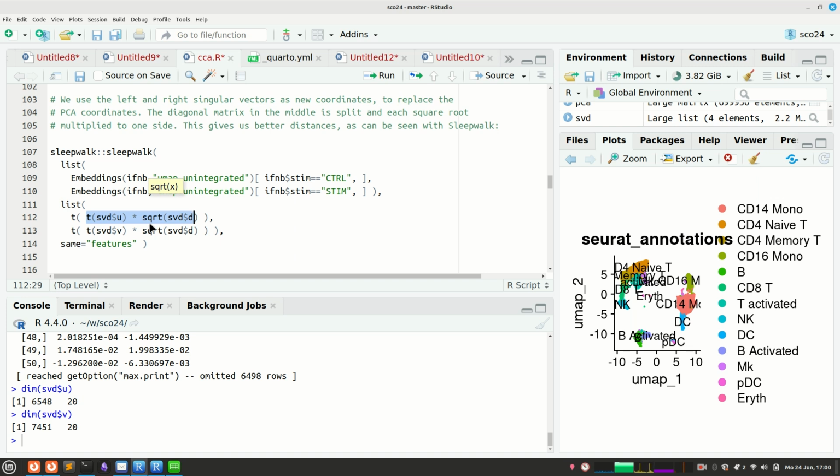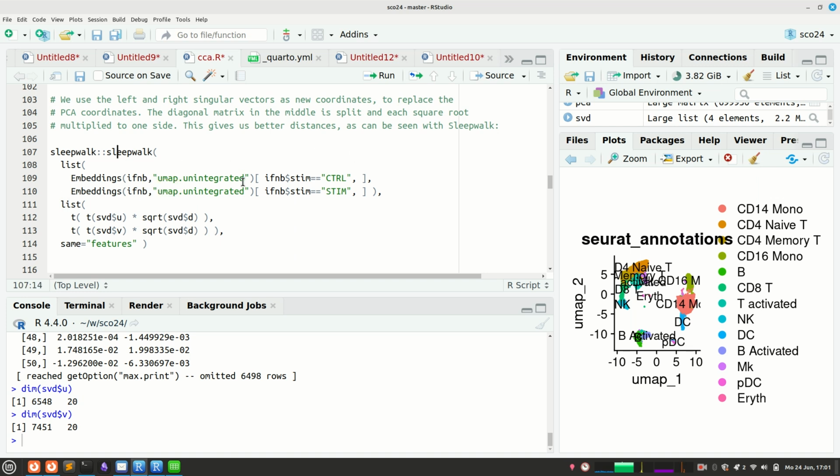We know that the first components have a higher importance than the later components. So for this I have to multiply by the values to scale each column according to the singular value. And of course I have to take the square roots, because this D here contains the singular values for both matrices, so each matrix gets half, or square root of it.